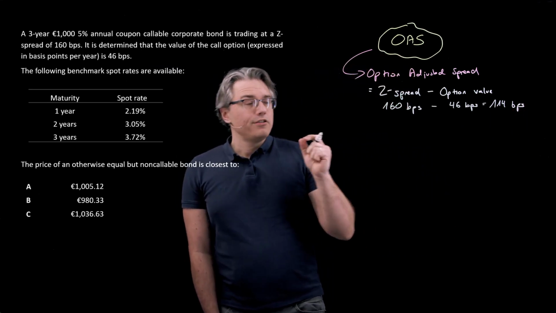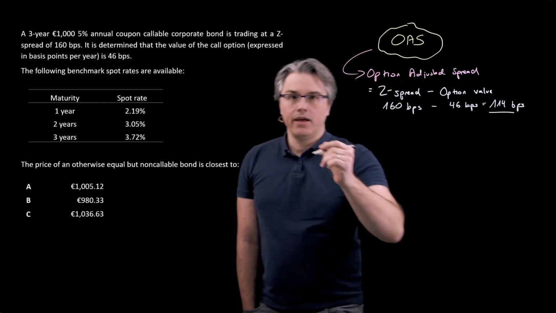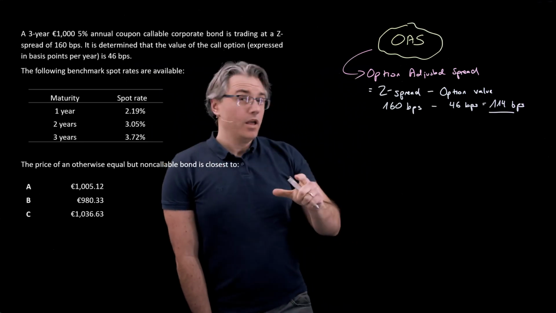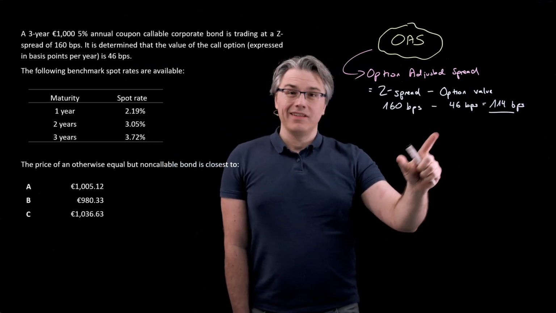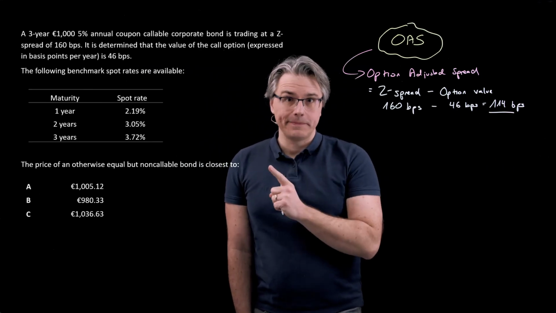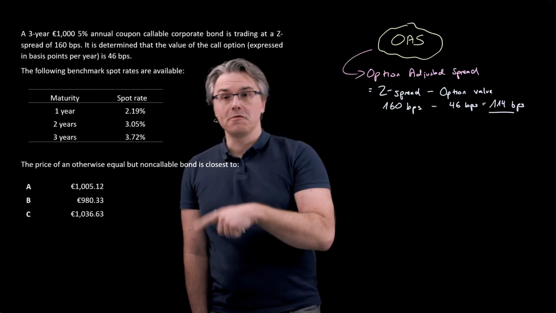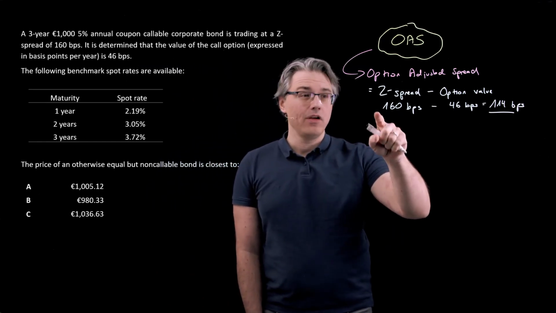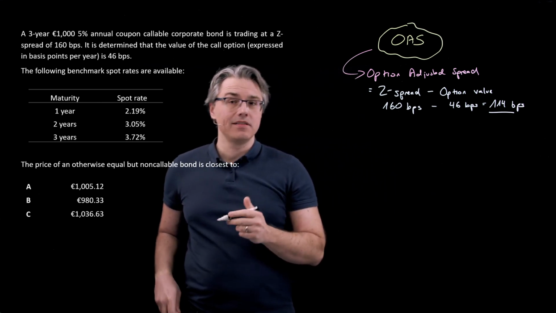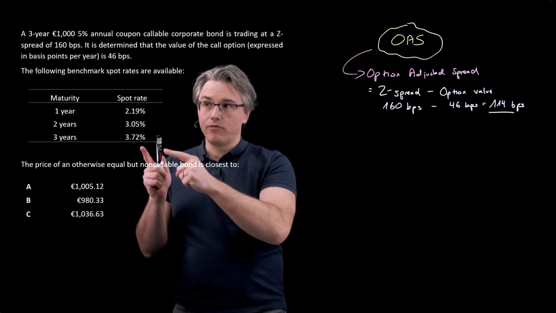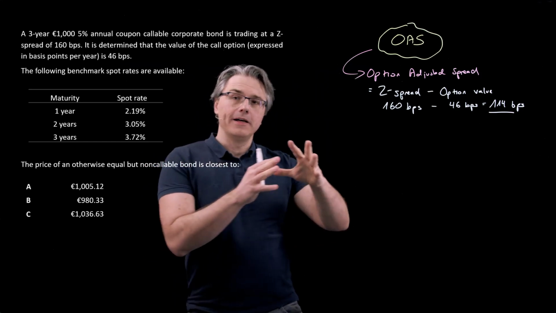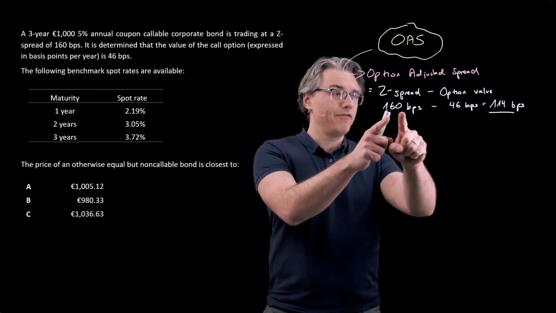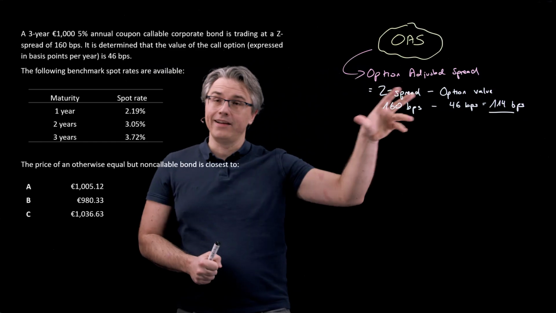Right, we're going to use this as an add-on factor to these spot rates for the purposes of discounting the cash flows on the instrument. Just like in the previous video, I used the Z spread to do exactly that. Add the Z spread of 1.6%, 160 basis points, to every spot rate from the benchmark spot curve, to discount cash flows. Now I'm going to do the same thing, but with a slightly lower add-on factor.